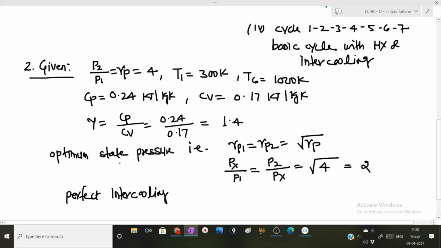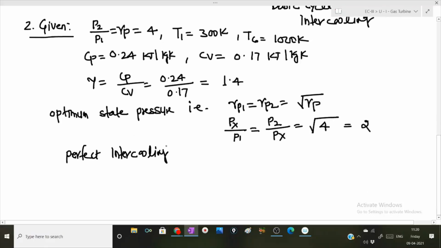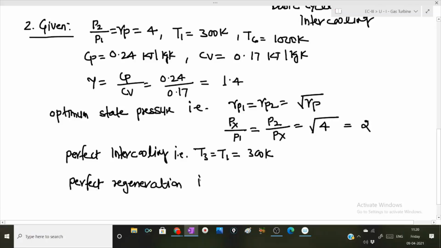and what else is given? Perfect regeneration. Perfect intercooling means T3 is equal to T1 is equal to 300 Kelvin. That is the meaning of perfect intercooling. And perfect regeneration is also given. What does it mean? The effectiveness of the heat exchanger as a regenerator is 1. Okay.